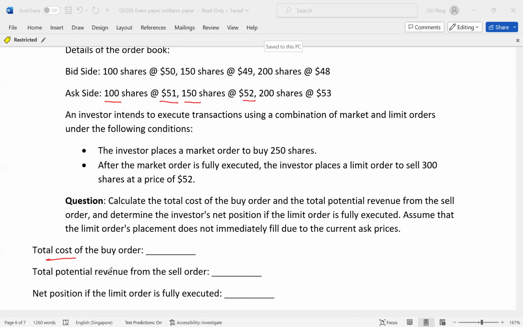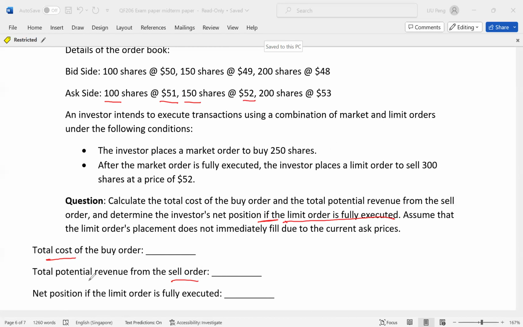The potential revenue from sell order. So the question says, if the limit order is fully executed, right? So that means if I fully manage to sell these 300 shares at this price, what is the revenue, right? So it's just these two numbers multiplied together.